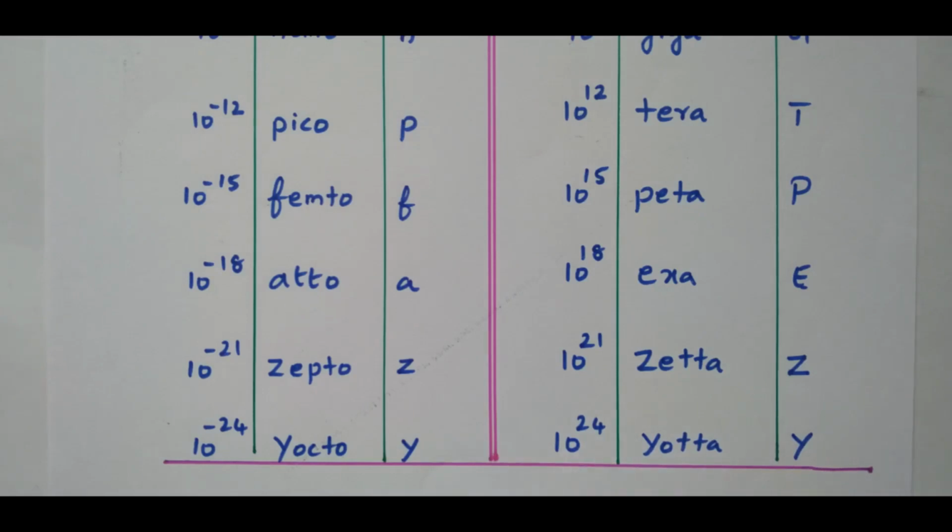So in this video we discussed what an SI unit is, what SI base units are, what derived units are, and we discussed the 7 base units, 22 derived units, and also multiples and submultiples.